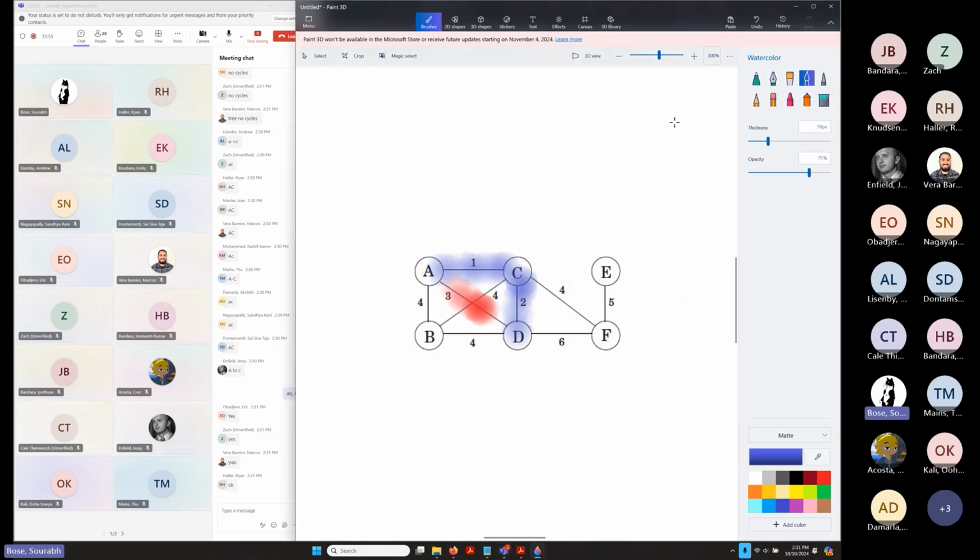Let me use a finer pen. Hold on. This one's a stupid pen. So we used this one. We used this one. And we are skipping this one.